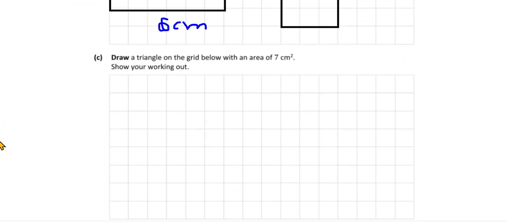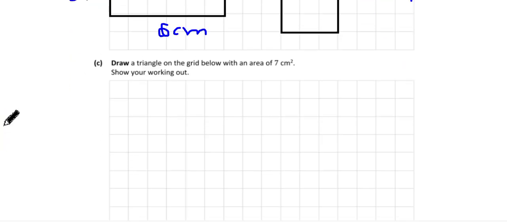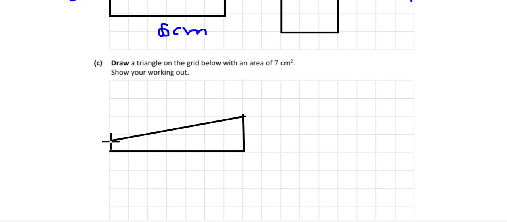Now, the next one tripped a lot of people up. An area of 7. Would you all agree 7 is half of 14? So any 2 numbers that multiply to give me 14 really is what I'm looking for here. So I think a good one was, somebody did 7 by 2. Is that 1, 2, 3, 4, 5, 6, 7 by 2? Okay. So that's a triangle 7 by 2.